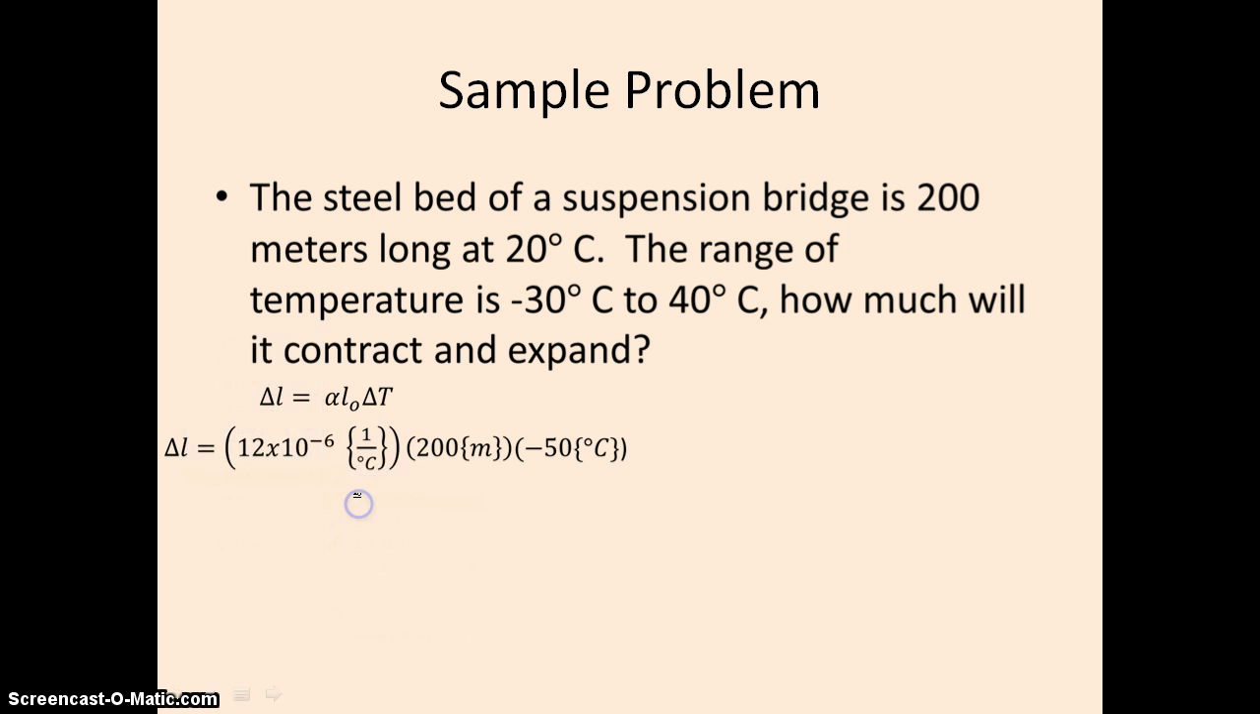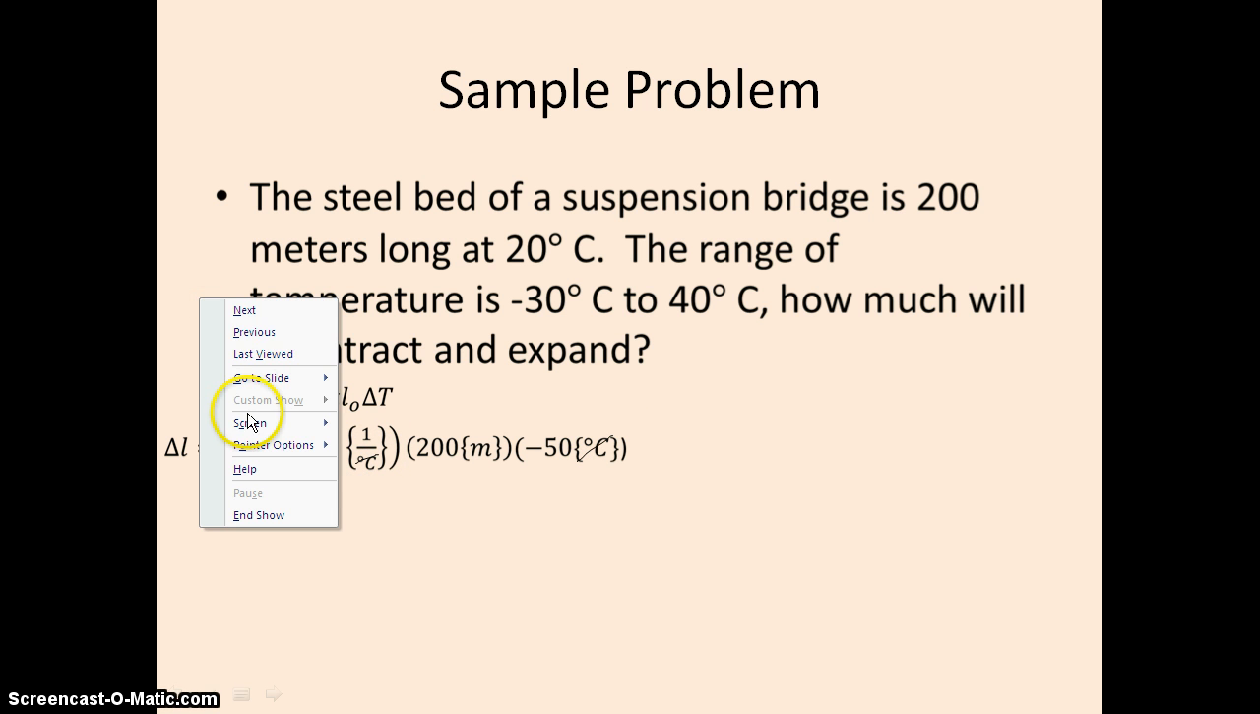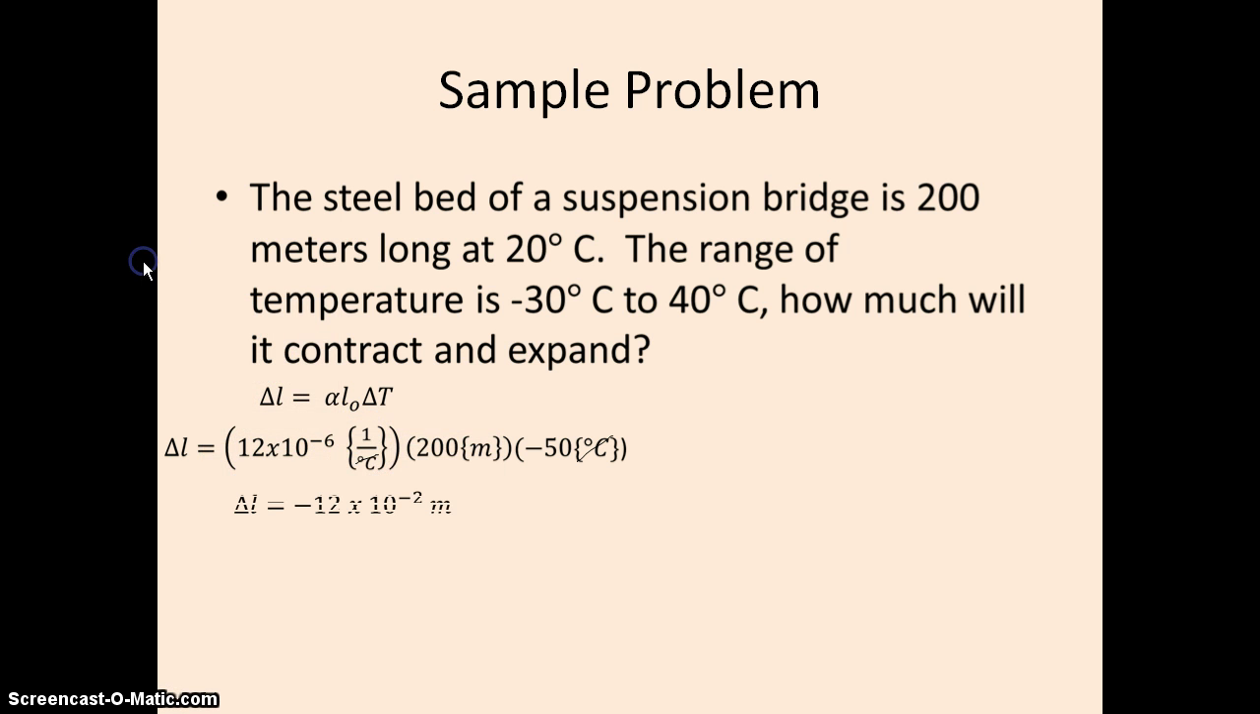Pointer option. Ooh, I can do that. The degrees Celsius cancel. So I'm left with a change in length of negative 12 times 10 to the negative 2 meters. What this means is that the bridge gets 12 centimeters smaller over the course of the year.